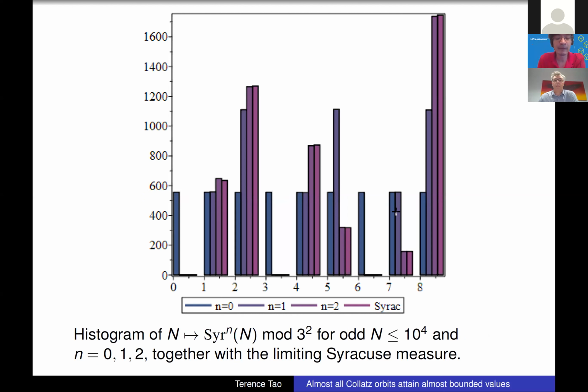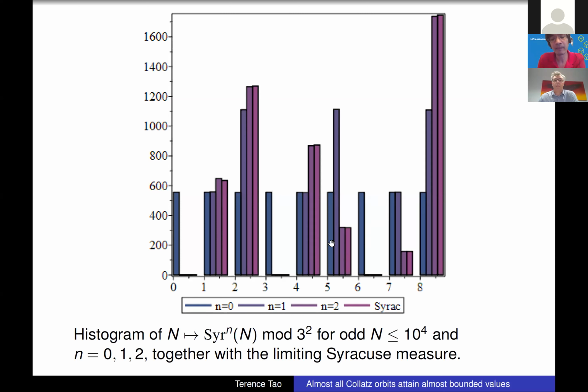If you apply one iteration of the Syracuse map, then they're no longer equal to 0, 3, or 6 mod 9 because they're no longer multiples of 3, but they start getting biased. Like they're more likely to be 2, 5, or 8. But then if you apply 2 iterations, there's a secondary bias. It becomes slightly more likely to be 1 and 3, slightly less likely to be 5, and so forth.